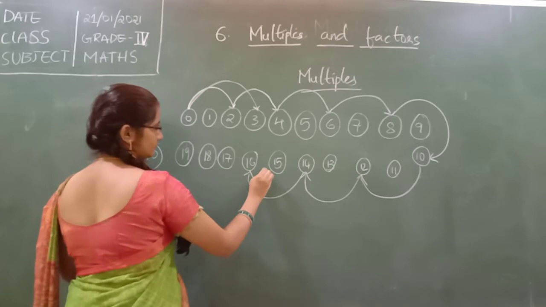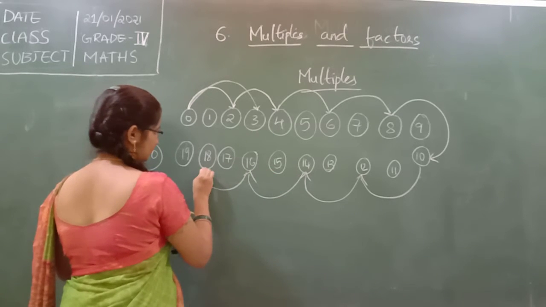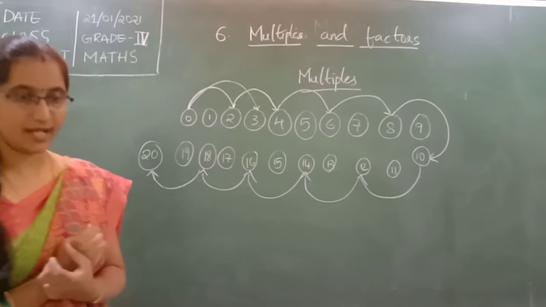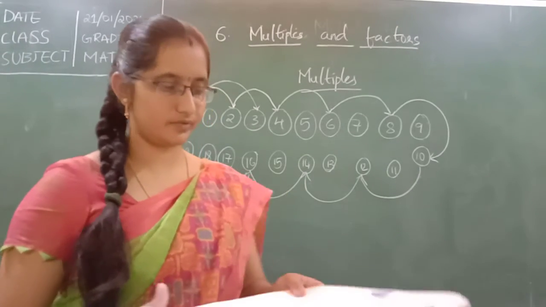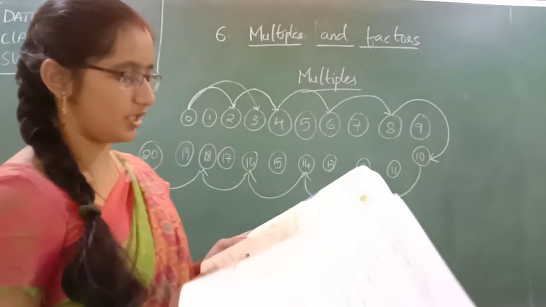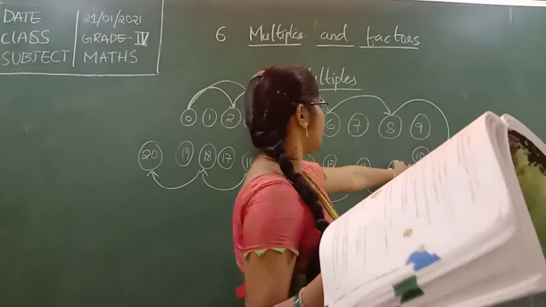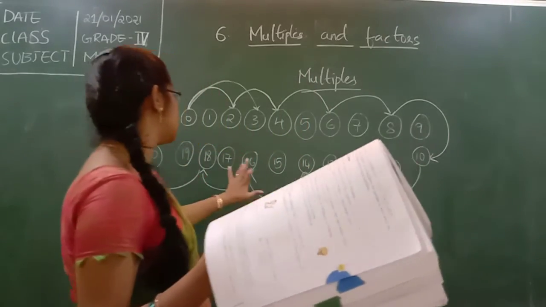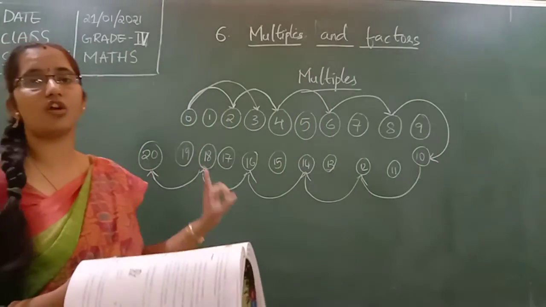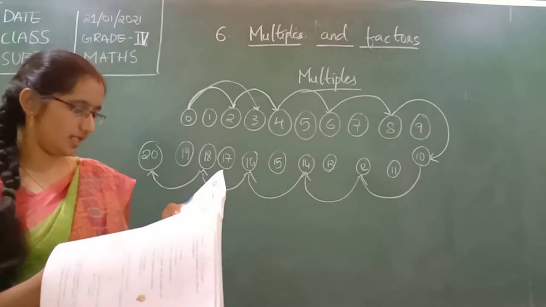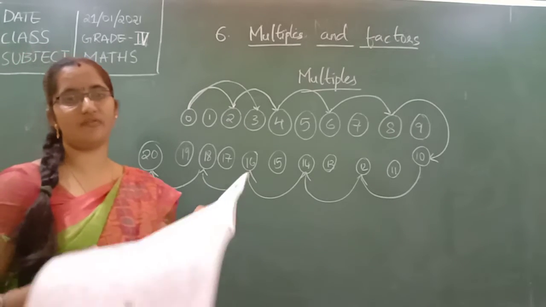So frog jumps on what numbers? We see that the frog jumps on the numbers 2, 4, 6, 8, 10, 12, 14, 16, 18, 20. Color all these balls in green color. So all these numbers are called multiples of 2.